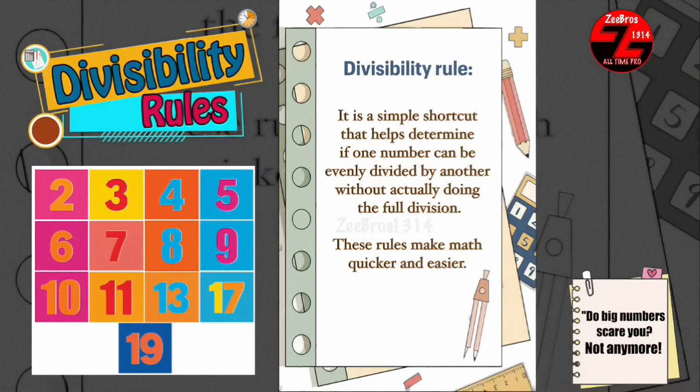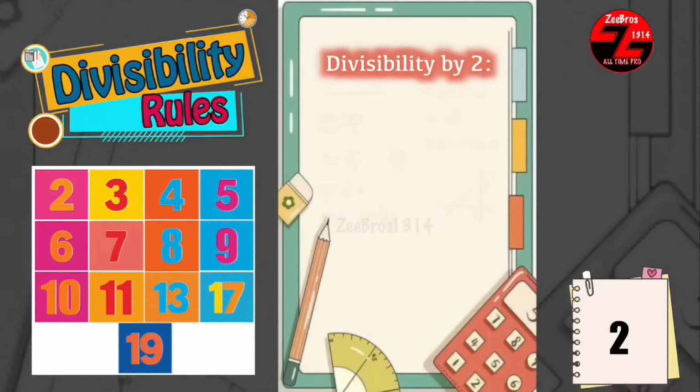without actually doing the full division. These rules make math quicker and easier. Let's start with divisibility by 2.